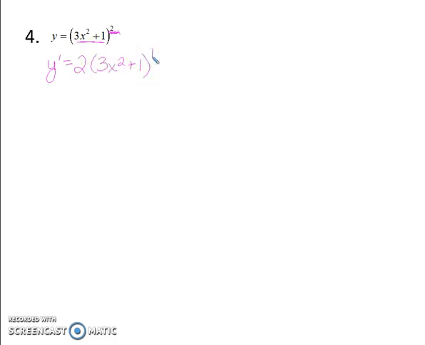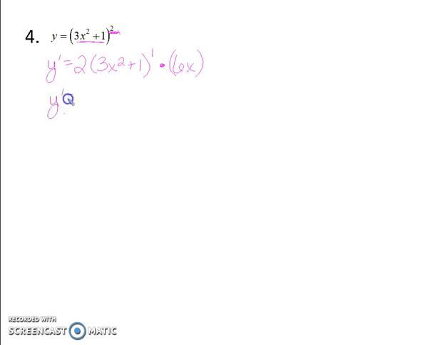My new exponent would be to the first power. And then I'm going to multiply that by the derivative of the inside. The derivative of 3x squared is 6x. And then the derivative of plus 1 would be a 0. So there's nothing else there. So you can leave your answer written like that with the individual factors if you want.